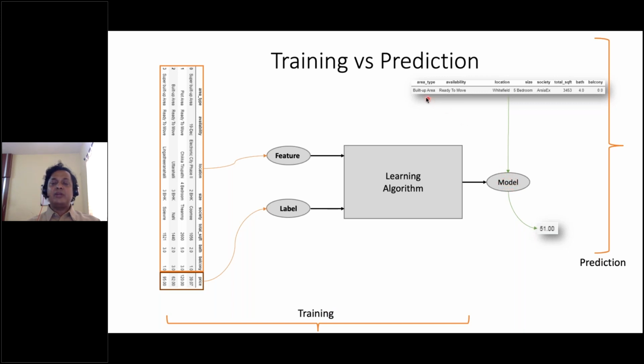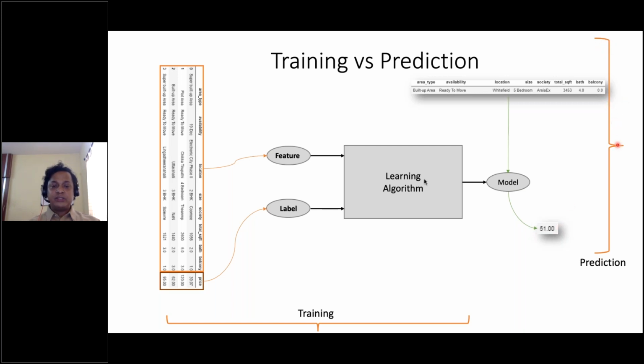Now say in my locality, there is a new apartment which has come up. I know the details of the apartment, but I don't know the price. Or the builder has quoted me some price, and I really want to see whether the price matches the standard market expectation. What I do is take all the attributes, all the details of the apartment, feed it to my model, and my model gives me the expected price. So this portion of the process is called prediction.